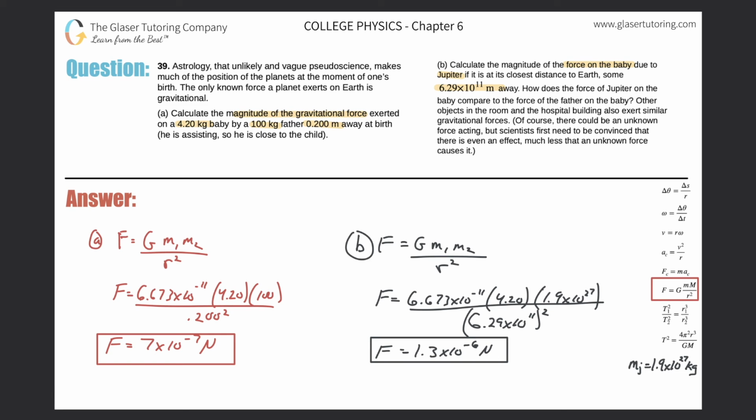Jupiter supplies twice as much gravitational force as my dad did, so Jupiter must have more of an effect on me then.